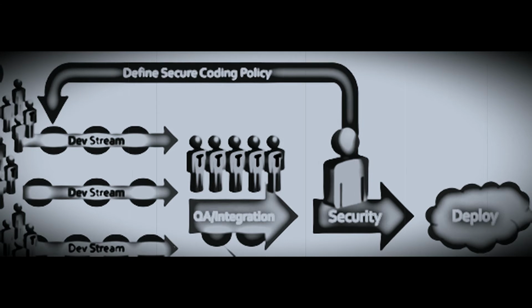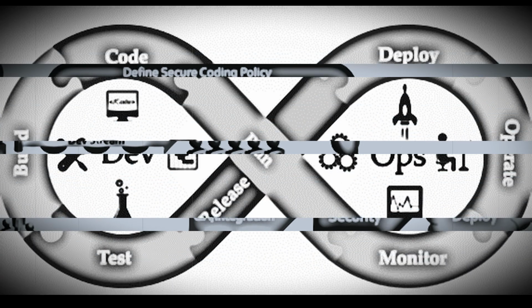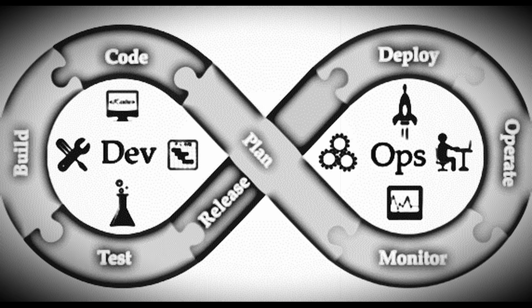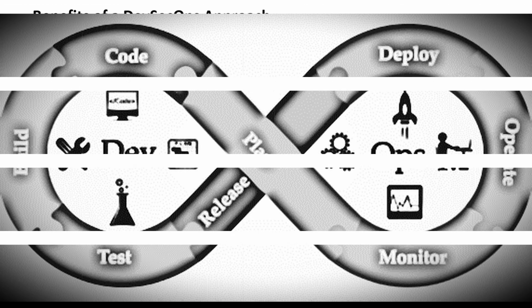DevSecOps involves creating a security as code culture with ongoing flexible collaboration between release engineers and security teams. The DevSecOps movement, like DevOps itself, is focused on creating new solutions for complex software development processes within an agile framework.